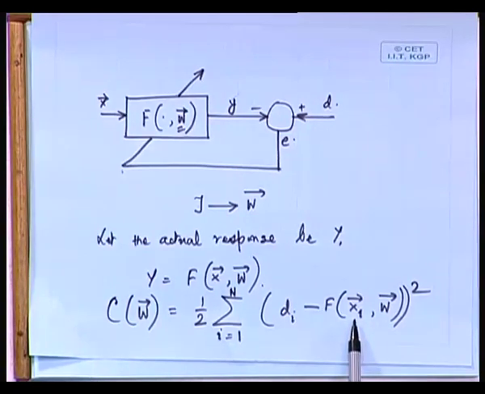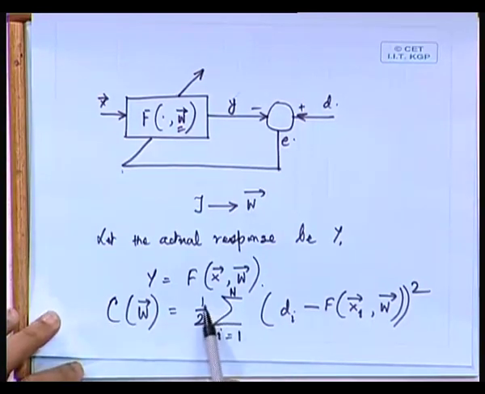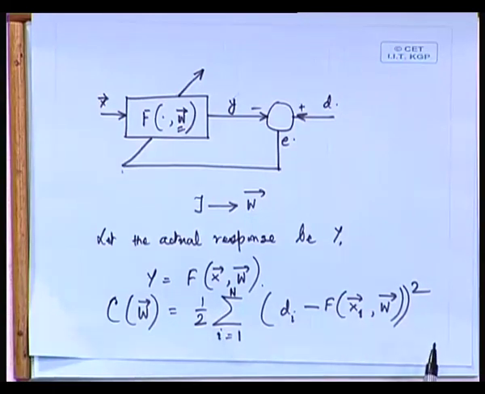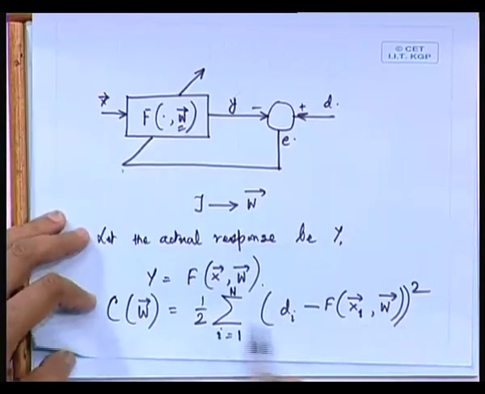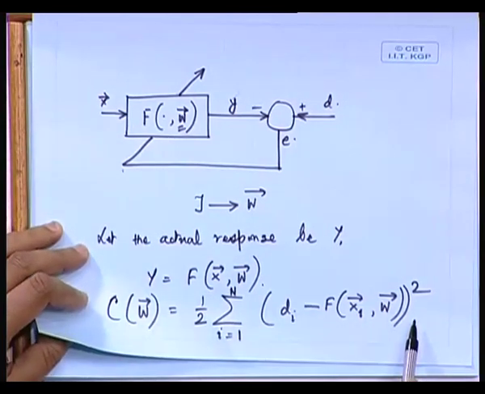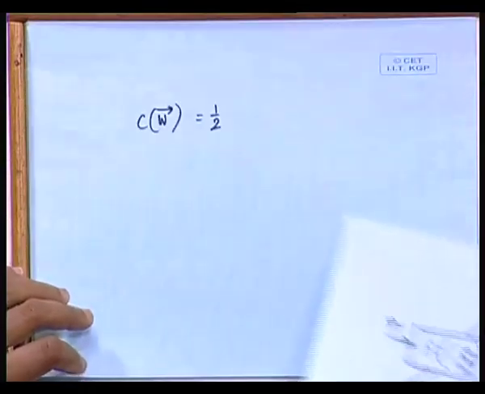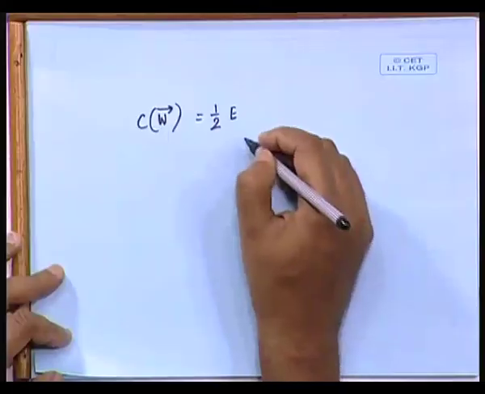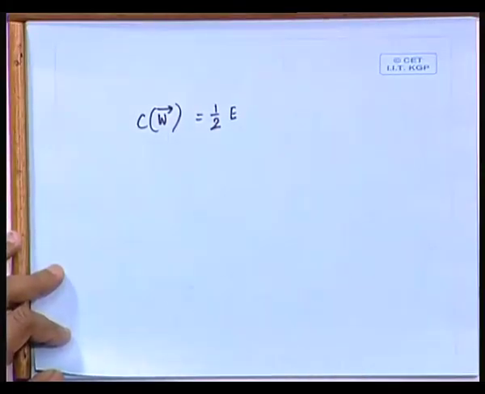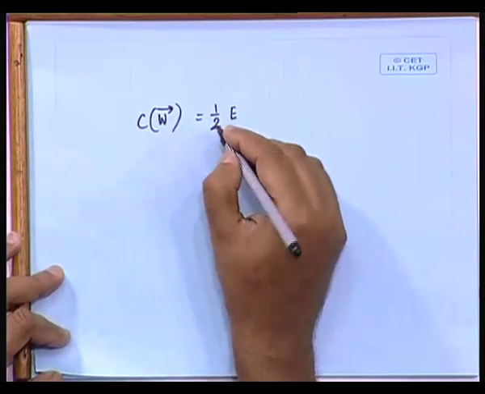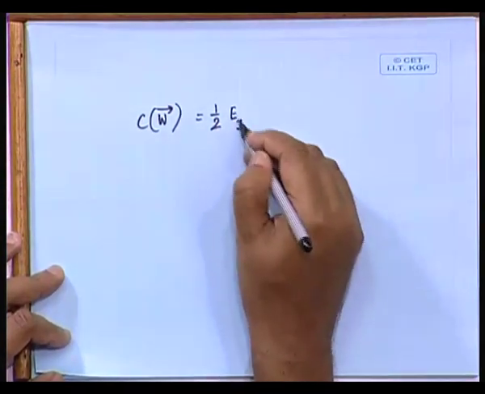If we simply define a quantity normalized by n, 1 by n C(w), then it becomes half into 1 by n into this, and 1 by n into this is nothing but the average. So, we can represent C(w) in terms of the average of the squared error as follows. Here this average is over the set of training samples, so it is average E over T.